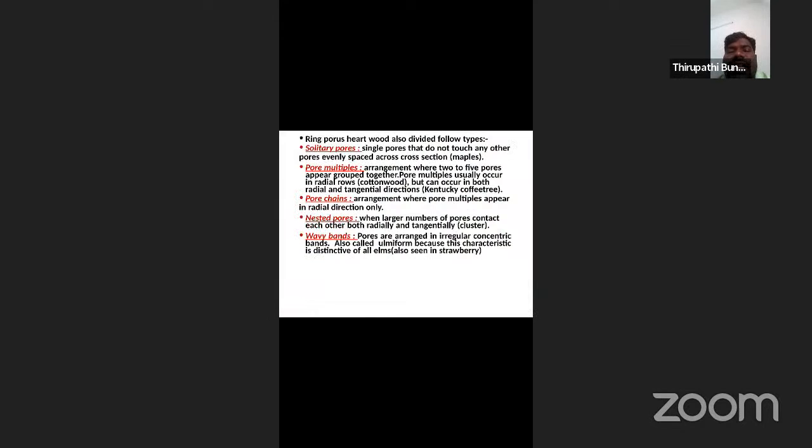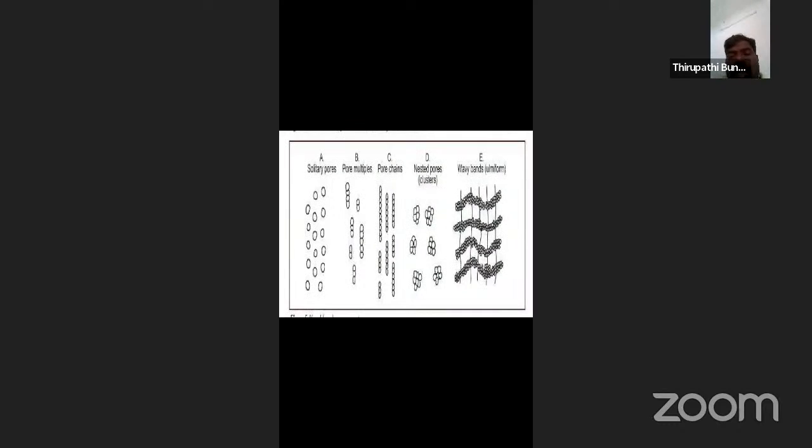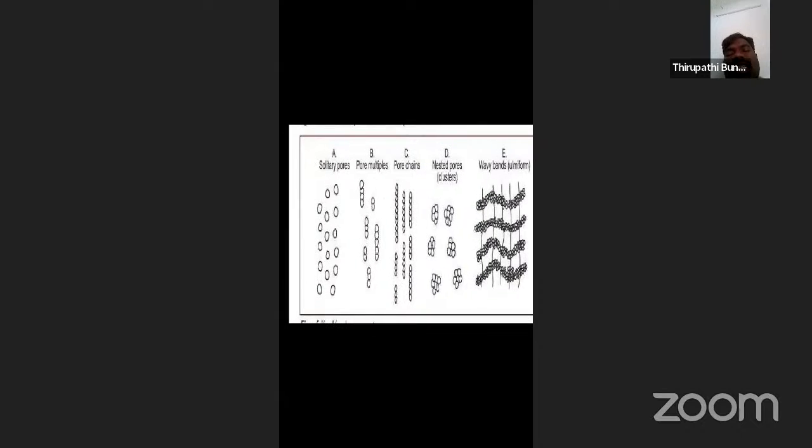Next, diffuse porous also. See the diagrams. Ring porous wood is also divided into the following types: solitary pores, pore multiples, pore chains, and nested pores, and wavy bands. See the diagrams. These are the pore structures.